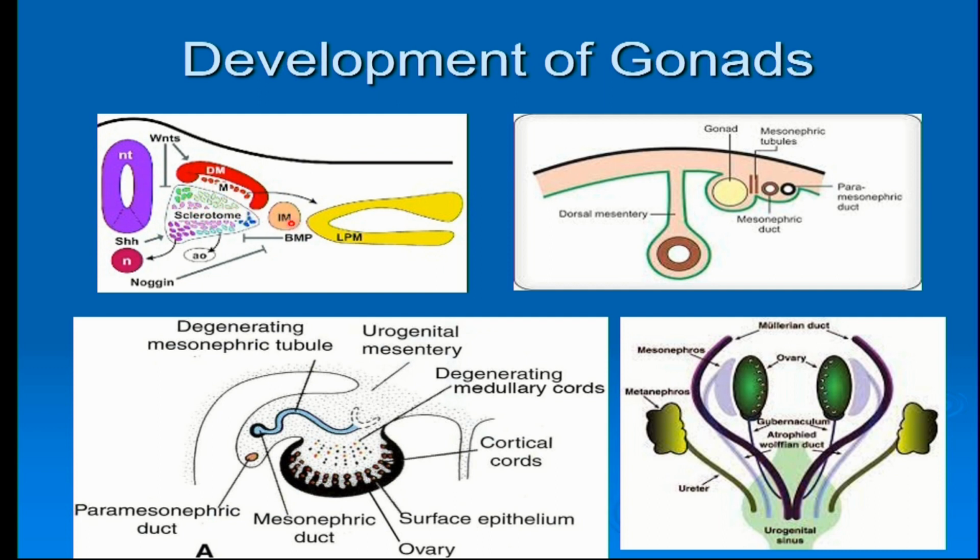Intermediate mesoderm, which remains as a longitudinal strip for a long period, later on differentiates to form the nephrogenic cord, and this is the area which is going to form the urogenital system.